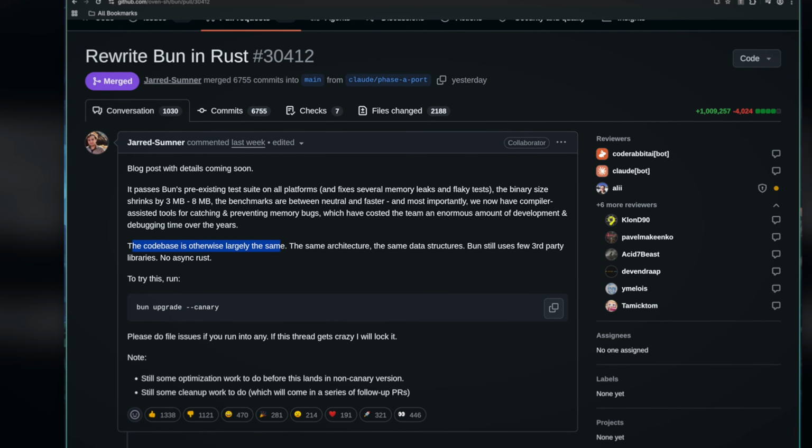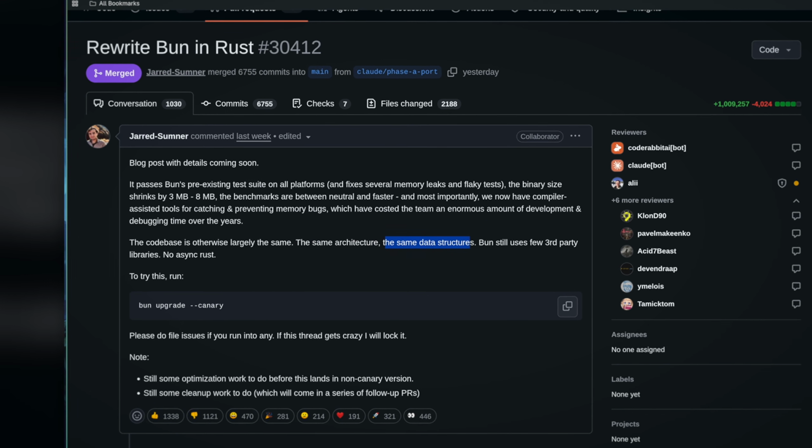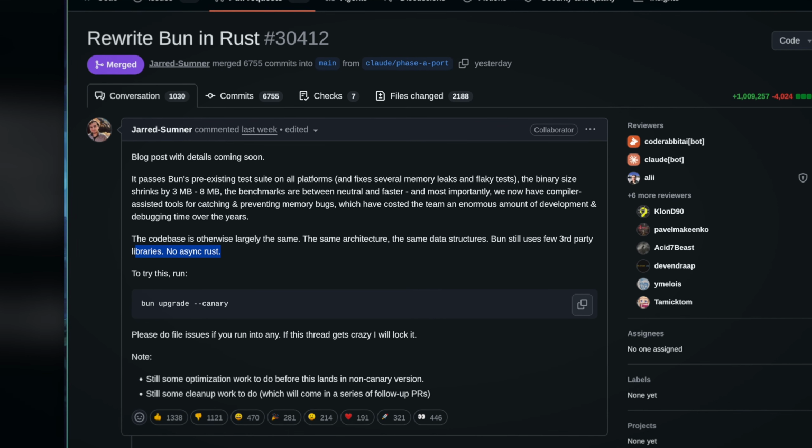The code base is otherwise largely the same architecture, the same data structures. Bun still uses few third-party libraries, no async Rust. So really the only thing that's different here is instead of it being Zig, it is Rust. Don't take any other sort of paradigms into consideration, just this one thing. And what does that actually look like?